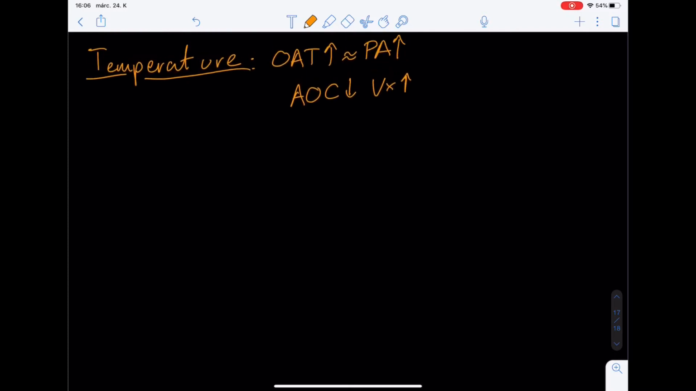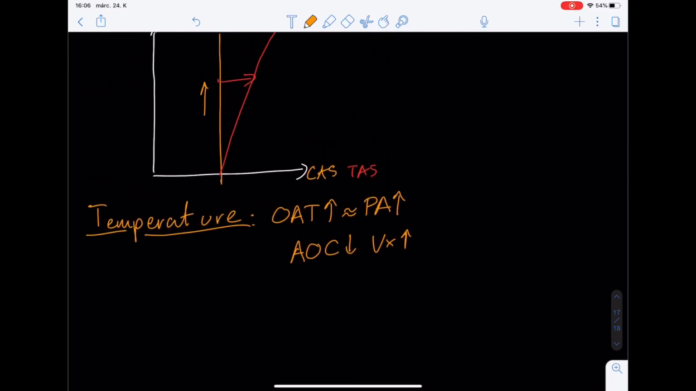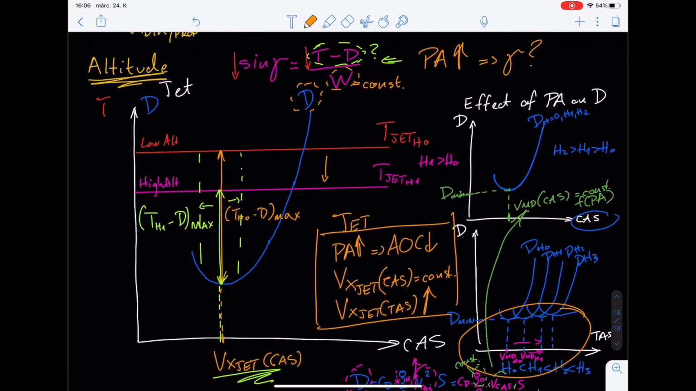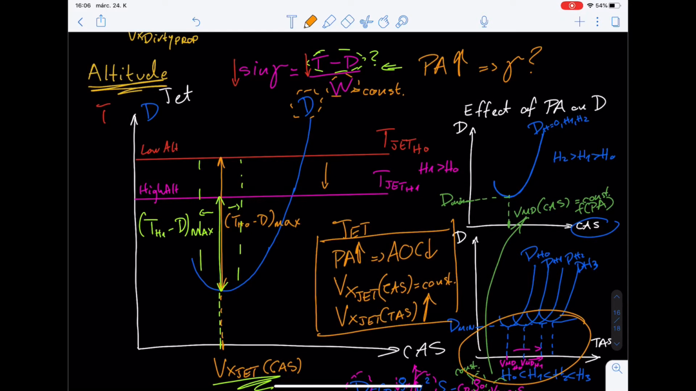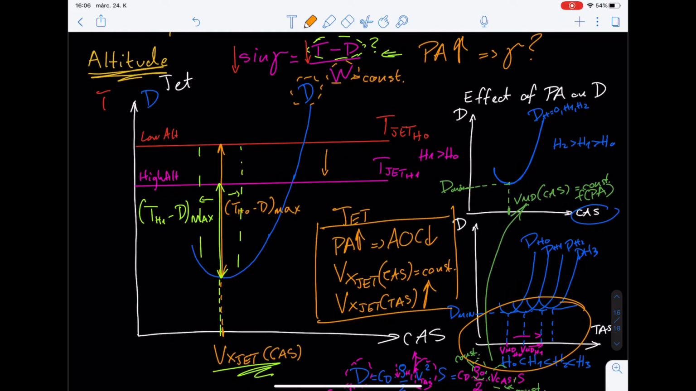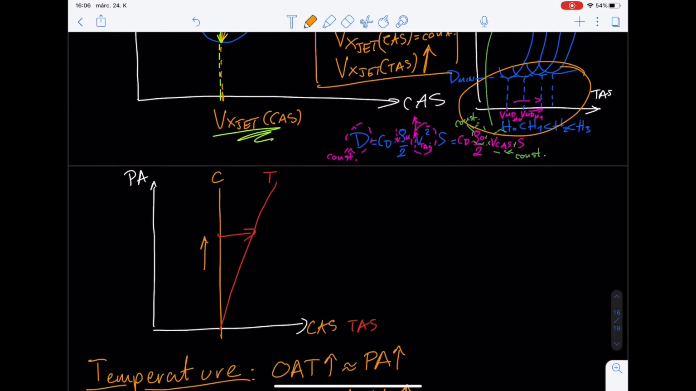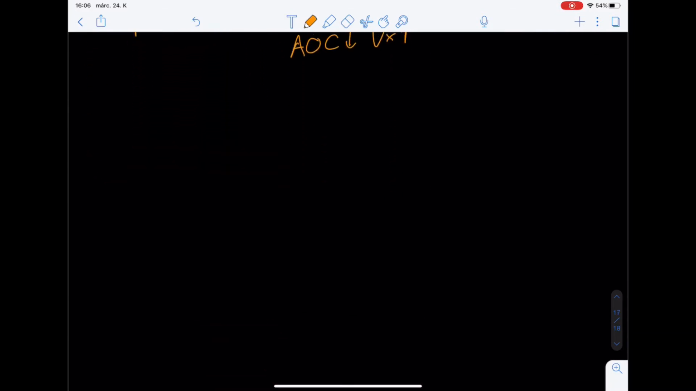Hello everyone. In today's video we're going to continue where we left off previously. In the last video we left off discussing the effect of altitude and outside air temperature on the angle of climb, especially for the jet. So we're going to have a look at the effect on the propeller driven aircraft.